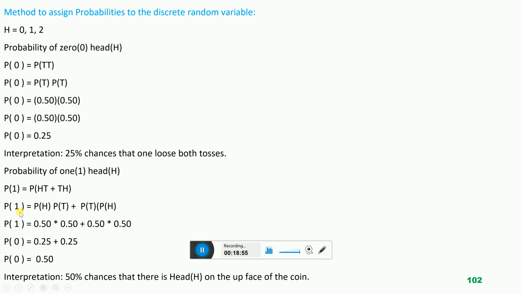Now we will assign probability. Probability of 1 is equal to probability of head multiplied by probability of tail plus probability of tail multiplied by probability of head. Now we know that when we toss a coin, two outcomes are possible, head or tail, and the probability of each outcome is 50%. 50% chances that head will appear, 50% chances that tail will appear. So probability of head is 50% multiplied by probability of tail is 50%. 50% multiplied by 50%, so probability of 1 head is equal to 0.25 plus 0.25, and that is equal to 0.50. What does this mean? This means that there are 50% chances that when we toss a coin twice, one time head appears.